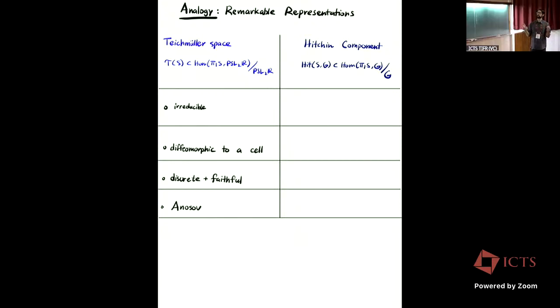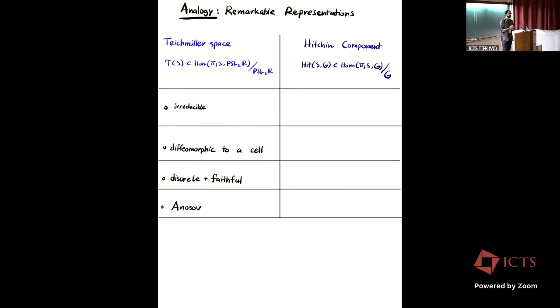So from what we saw earlier, this Teichmuller space is exactly the holonomies of these hyperbolic structures on the surface. Every representation in Teichmuller space is irreducible. Teichmuller space is well known to be diffeomorphic to a cell. Every representation in Teichmuller space is discrete and faithful, as we saw. It's the holonomy of a hyperbolic structure. And in fact, the fact that it's discrete and faithful in the rank 1 setting is equivalent to those representations being Anosov.